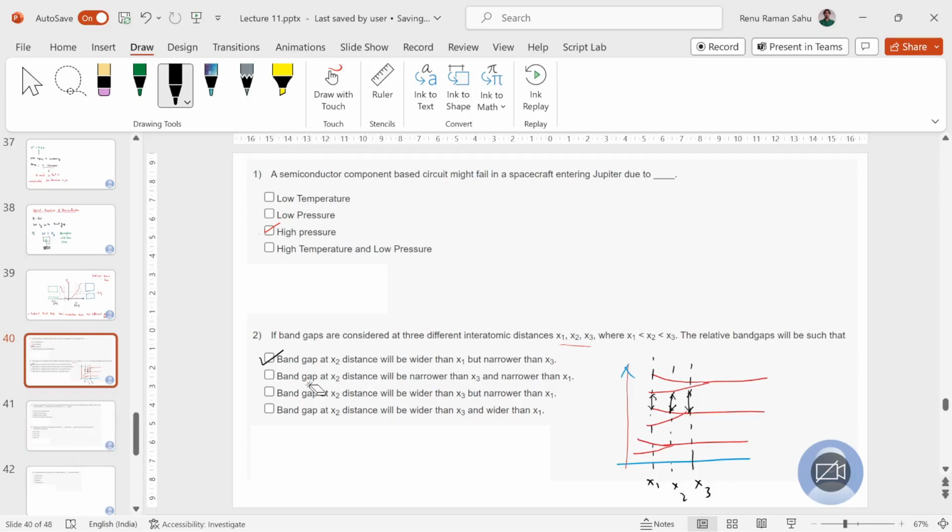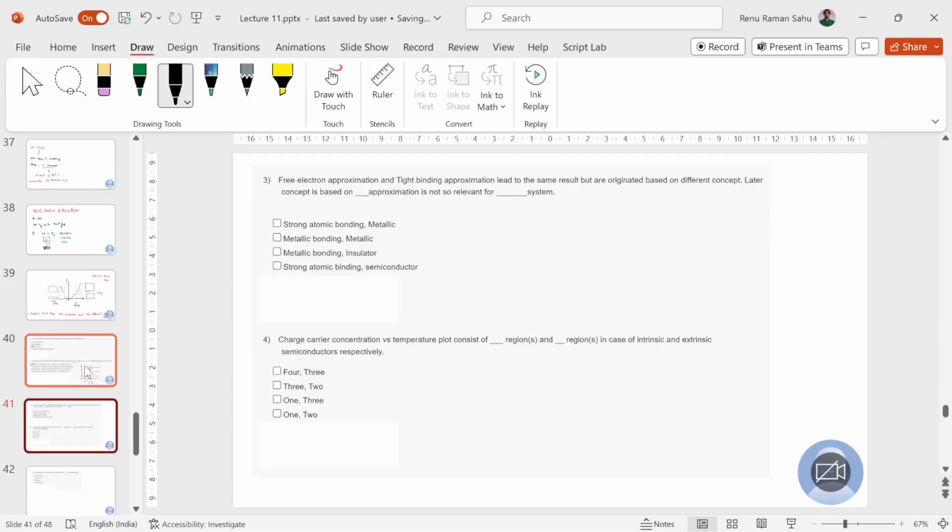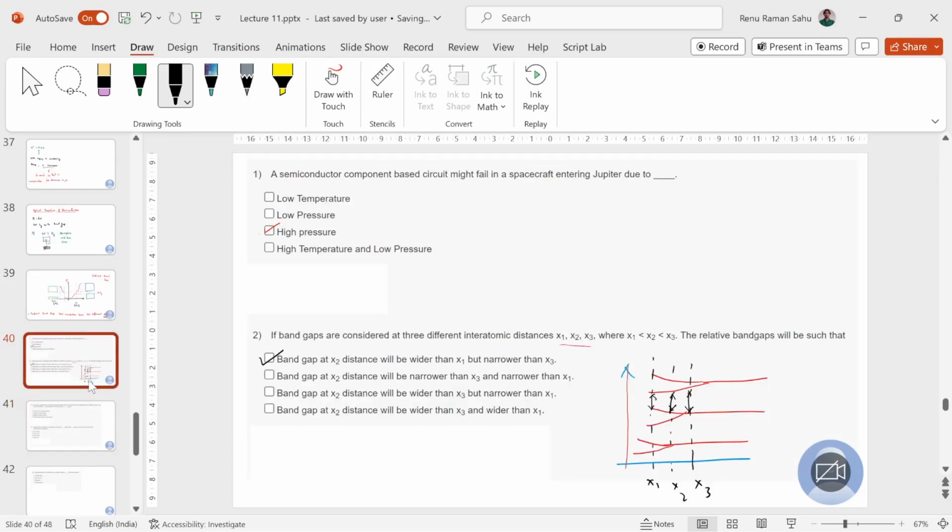And that's the only answer, right? Band gap at x2 will be narrower than x3, that is false. You can see from this diagram, right? Band gap at x2 distance will be wider than x3, that is also false.